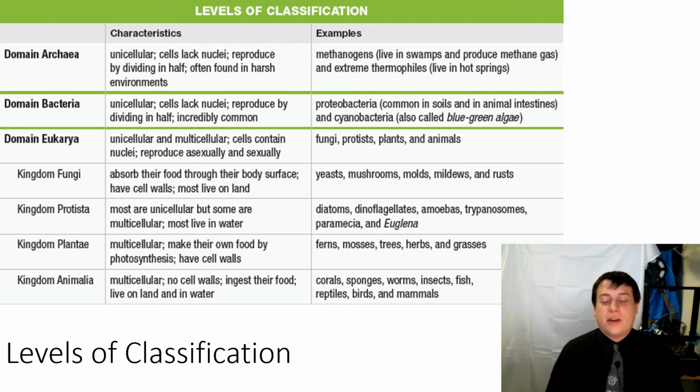And then lastly, we've got Kingdom Plantae, which is all the terrestrial plants. They make their own food with photosynthesis, and they have cell walls made of cellulose. All right, and that basically sums up the different forms of life on Earth. And yeah, that's pretty much chapter 4.